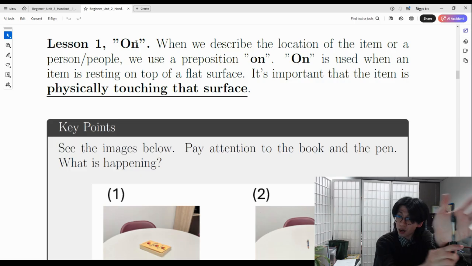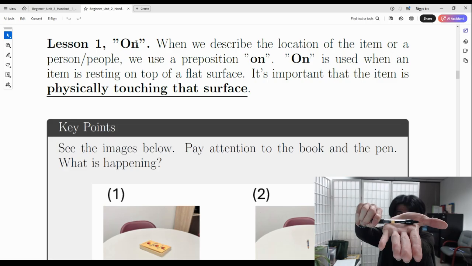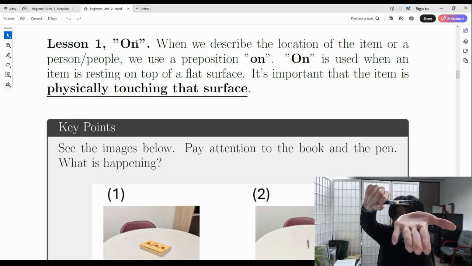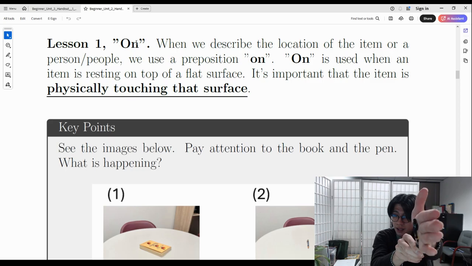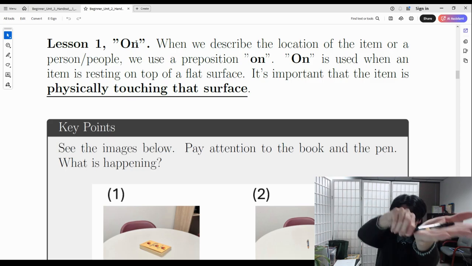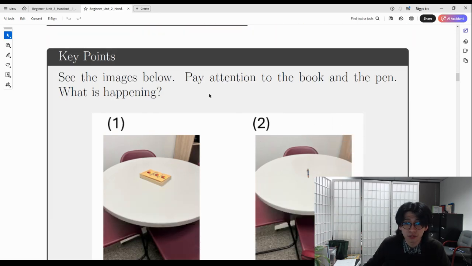It is on my hand. Now it's not touching my hand, so it's not on my hand. Now it's physically touching. It is touching my hand. You see? That's why you can use on, okay? And it has to be physically touching. That's the important part. Okay, take a look at key points over here.